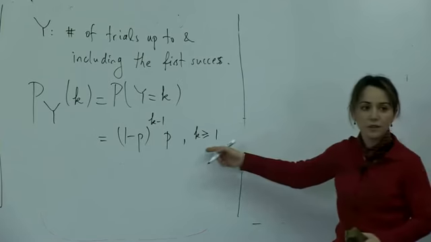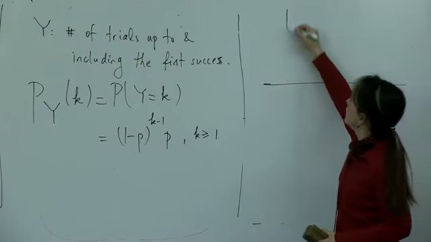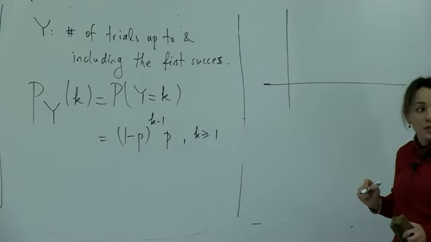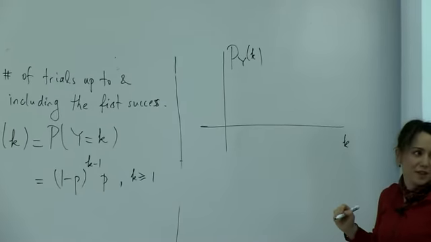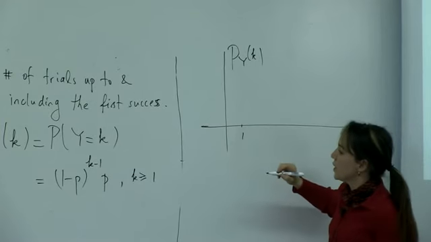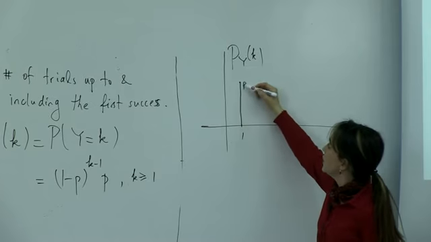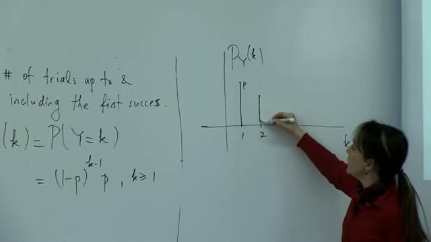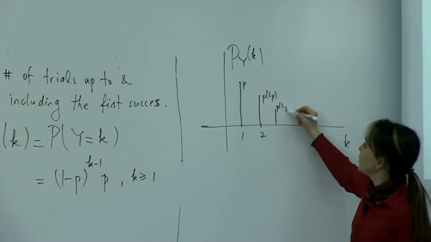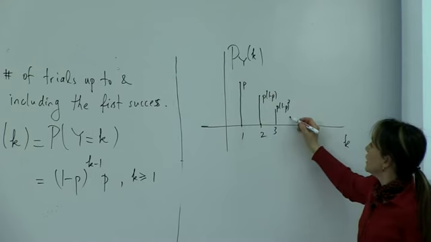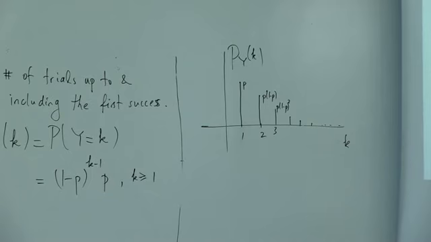The name of this distribution is the geometric distribution, and Y is a geometric random variable. It takes only positive integer values. P_Y of k decays geometrically. That's the reason for the name. P_Y of 1 is just p. P_Y of 2 is p times (1 minus p). P_Y of 3 is p times (1 minus p) squared. And it goes on, geometrically decaying like this, up to infinity.